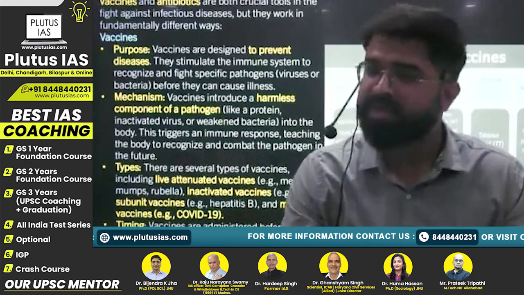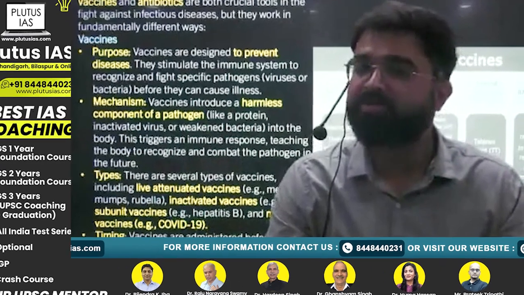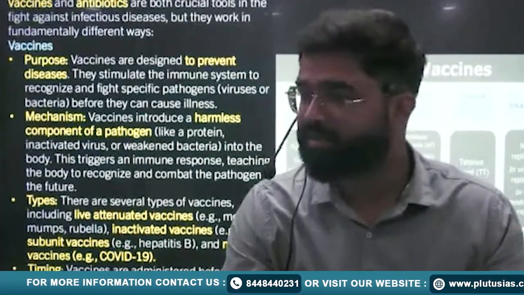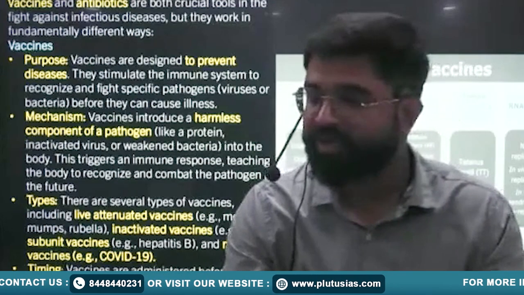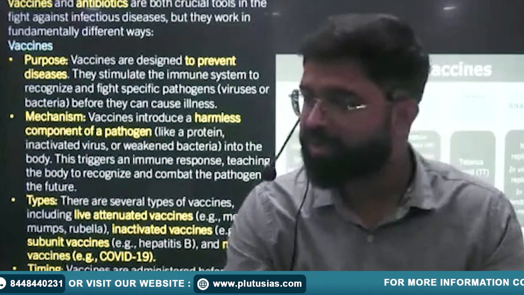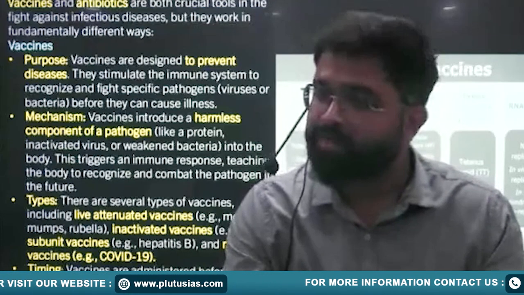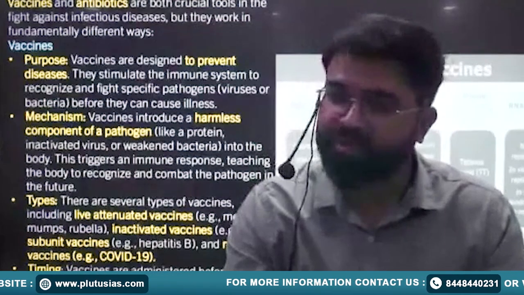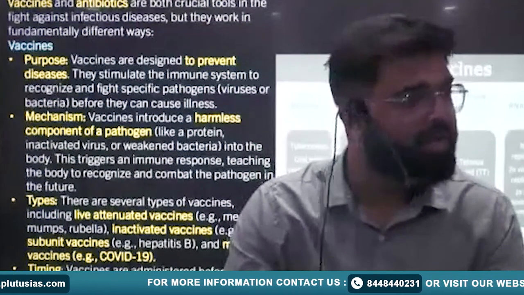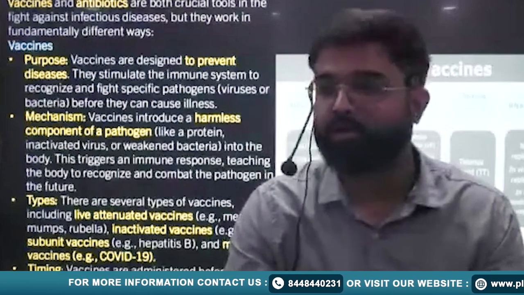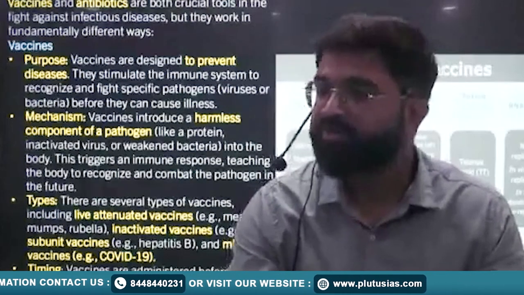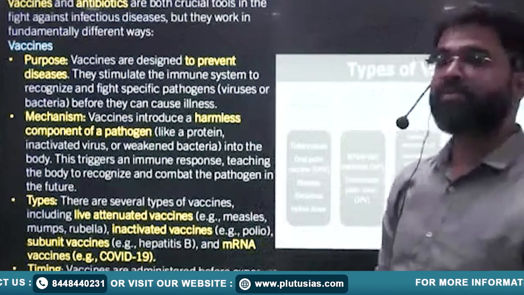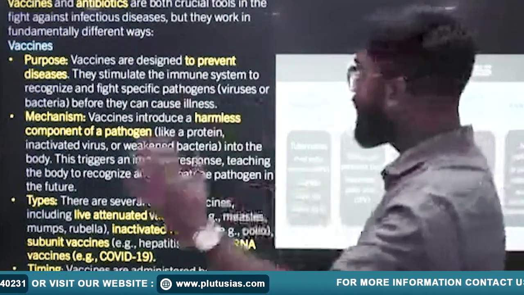BCG. What is the antibiotic? Isoniazid, rifampicin. Yes, two. And if you discontinue the prescription, it will lead to MDR-TB, then further to XDR-TB, and further to TDR, totally drug-resistant TB. Is it okay? Now, the difference between a vaccine and an antibiotic.